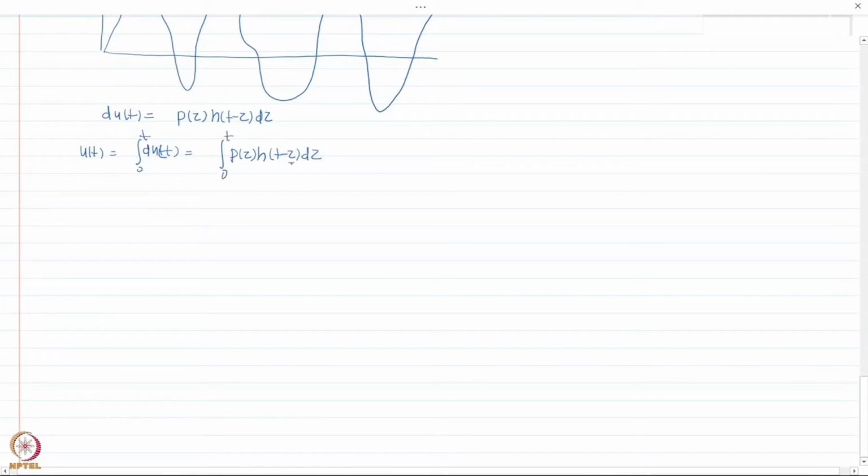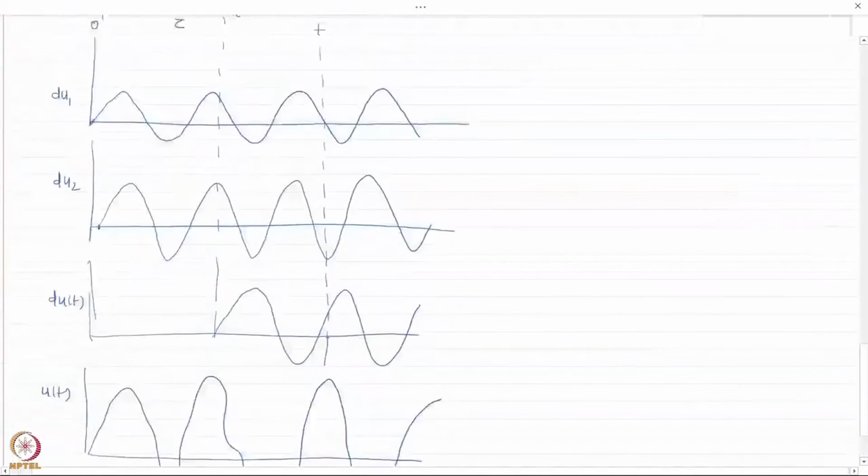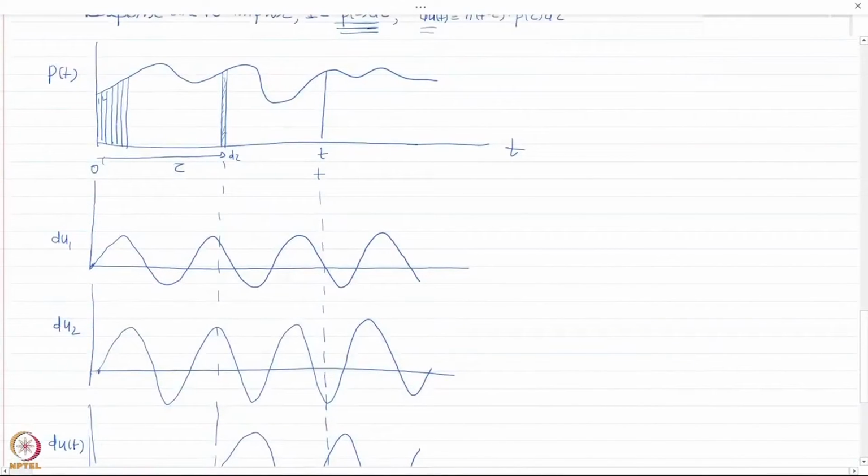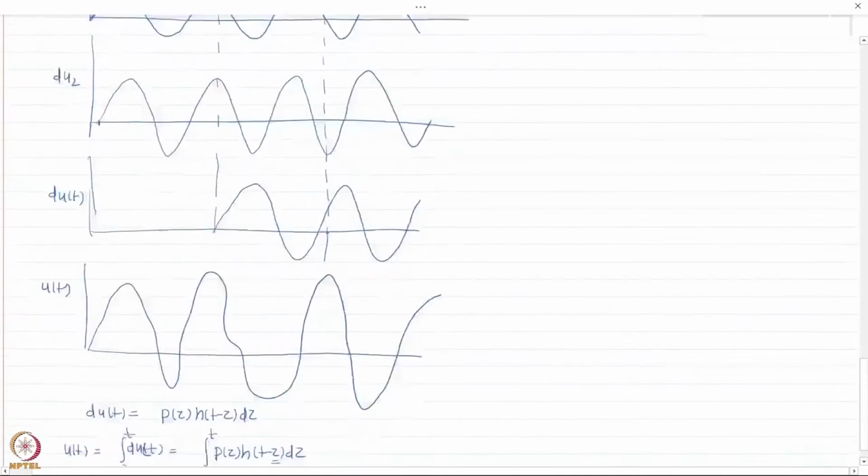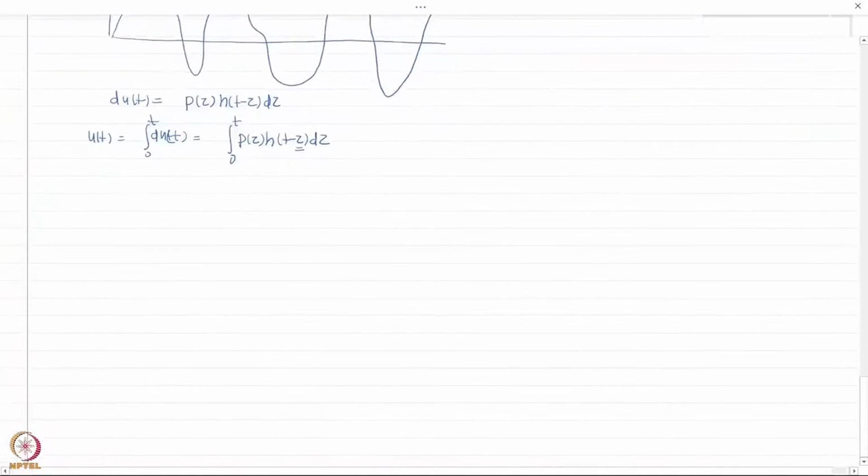Now remember, here my variable is d tau. So the variable here is tau, not the time t. T is basically the point up to which I want to integrate. The impulse that I had considered at any time tau, that is my integration variable. So if I vary this tau from 0 to t and sum up all the responses to all the impulses, I will get the final response.